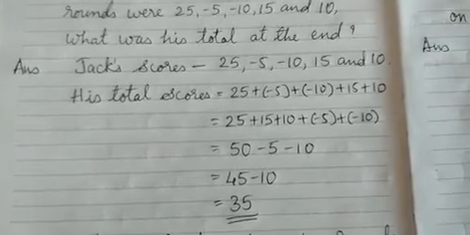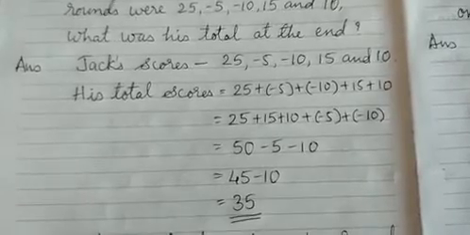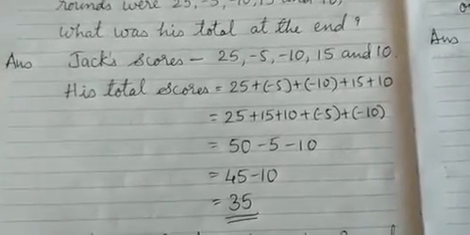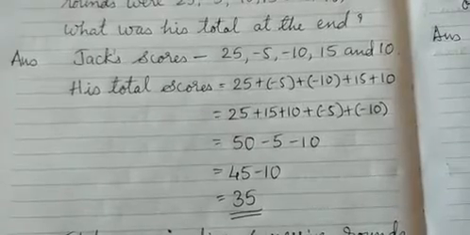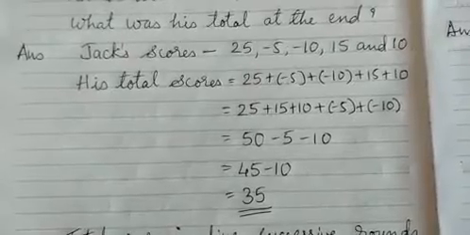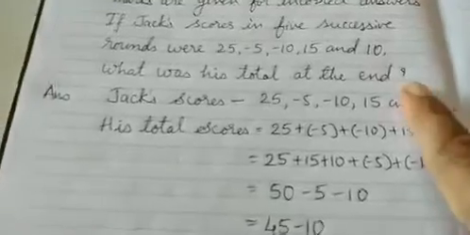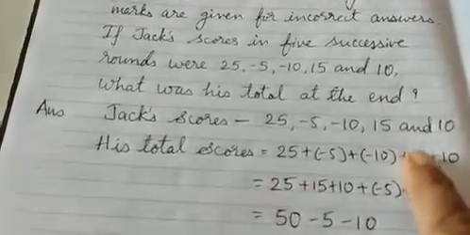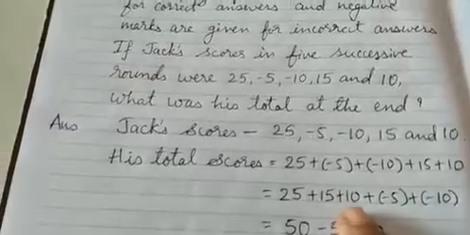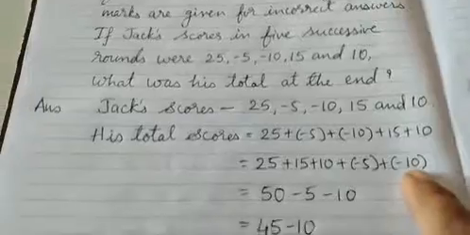You add up all the scores of all the rounds: 25 plus minus 5 plus minus 10 plus 15 plus 10. Add up all the positive integers and the negative integers separately, and then you can solve the sum in this way. And the other way, you can see what I have done. I have taken all the positive integers together. Here you see 25, then 15 and then 10. And negative integers minus 5 and 10 I have taken together at the back.